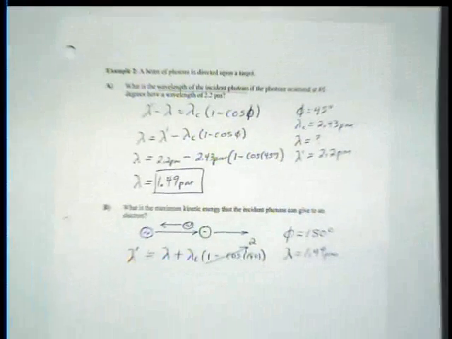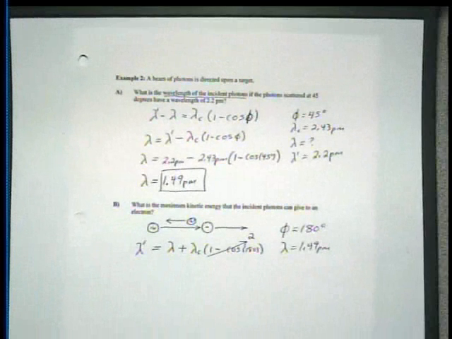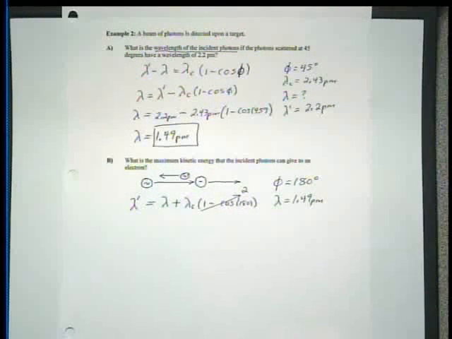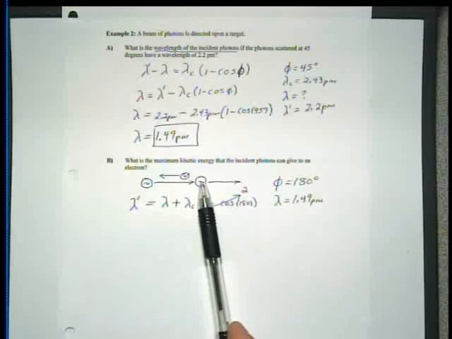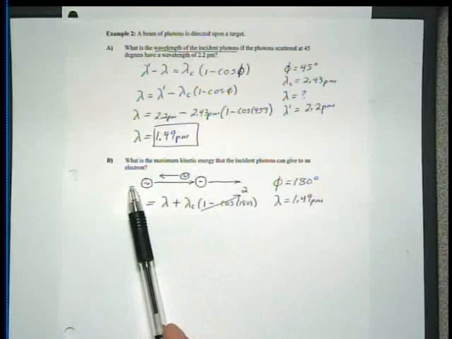So when we left last time, we were dealing with a beam of photons directed upon a target. And we got part A, where we calculated the photon coming in by measuring the scattered photon's wavelength. And now the question is, what is the maximum kinetic energy that the incident photon can give to the electron? We talked about the fact that the maximum occurs when a photon comes in, hits the electron, and the photon recoils back at 180 degrees. In other words, it's scattered backwards.